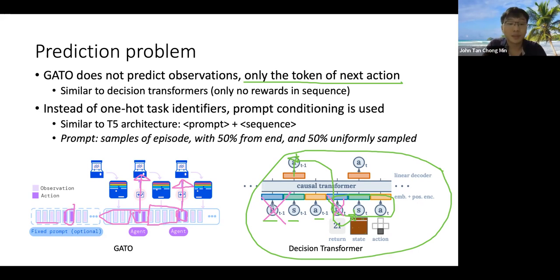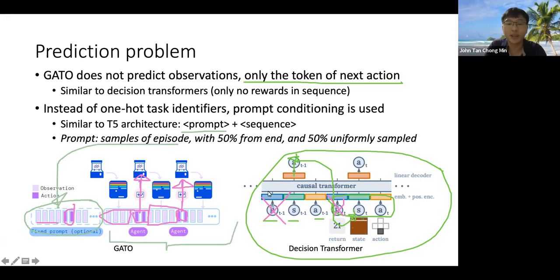And over here you see that there's this thing called a prompt. This prompt here is basically supposed to tell the AI what task it is performing, because sometimes it does a lot of tasks and they look quite similar. So in order to do this prompt, what they actually did was they took samples of the episode and they use this as the prompt. So the samples of the episode is like samples from here. They use it as the prompt.